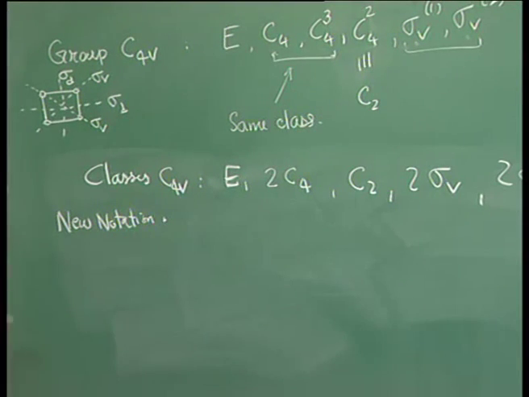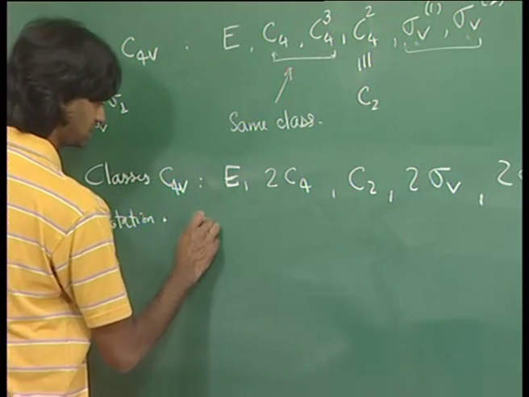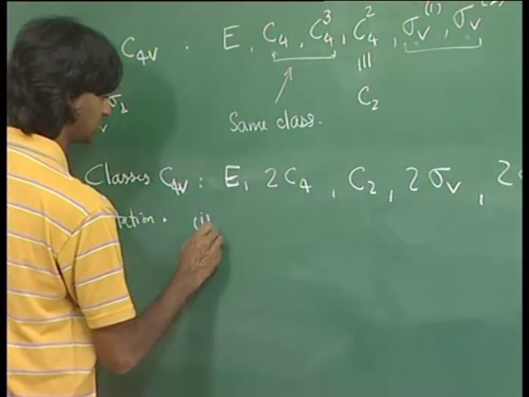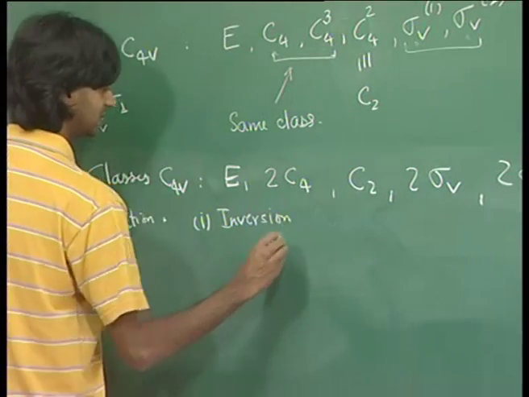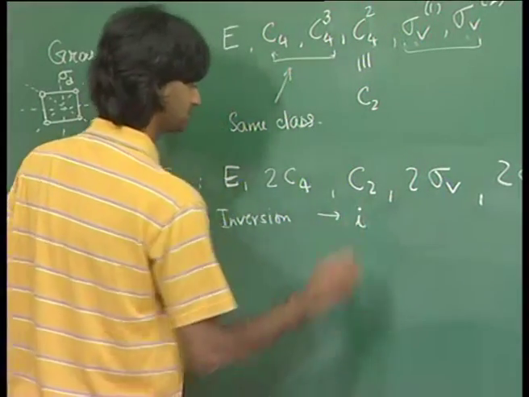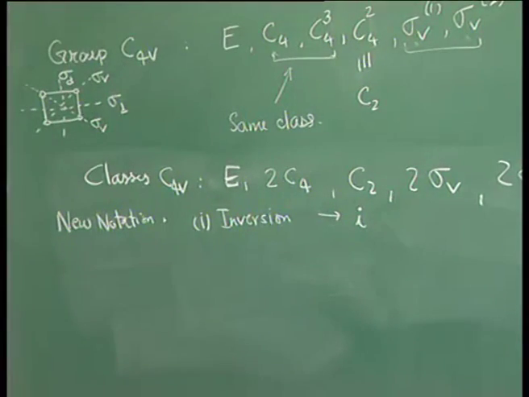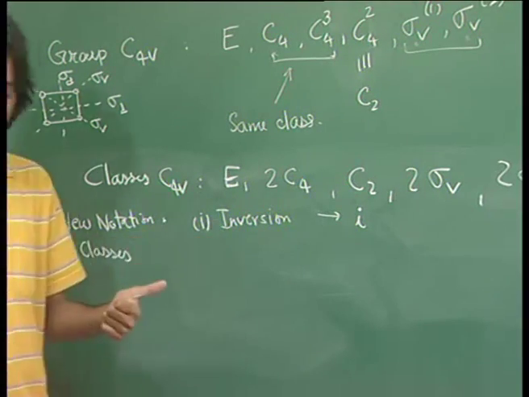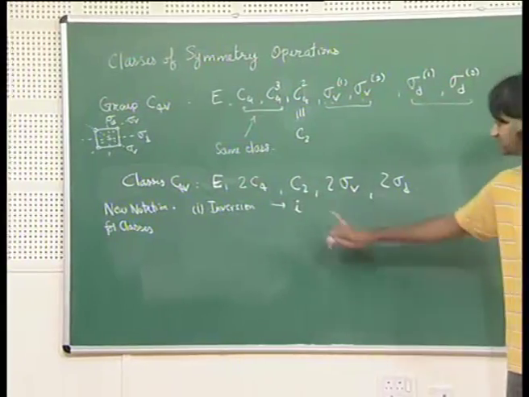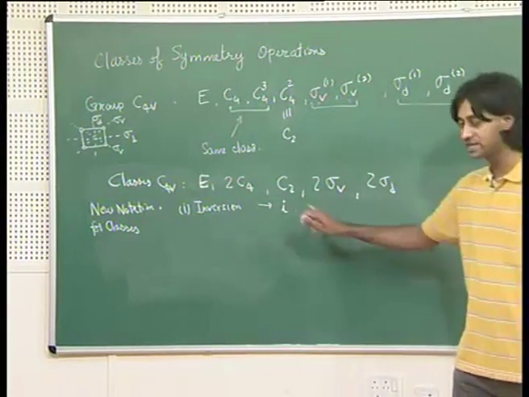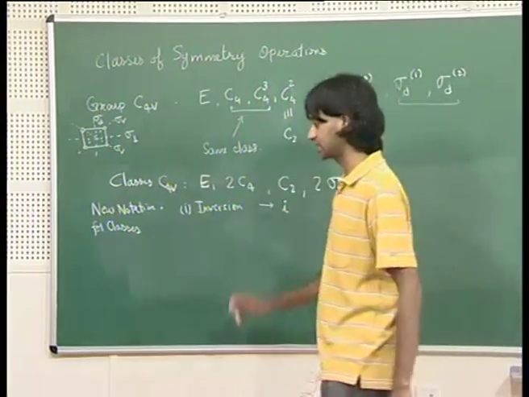Okay, and let's write the rules for this. The rules are, for each operation you can write the rules. So for inversion, represented by I, the class is represented by I. So, new notation, this is for classes. If you have a center of inversion, you can have only one center of inversion in a molecule, and if you have that, then you just represent it by I. I is in a class of its own, so you just call that class I.